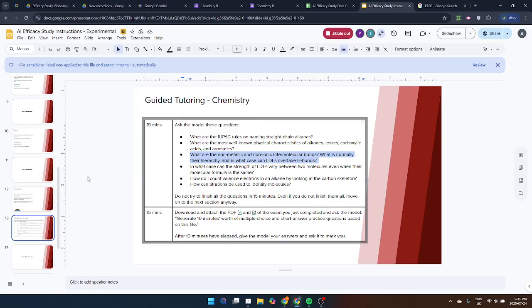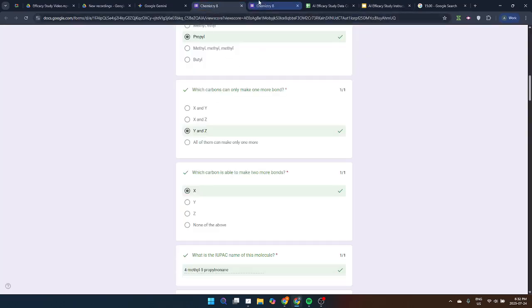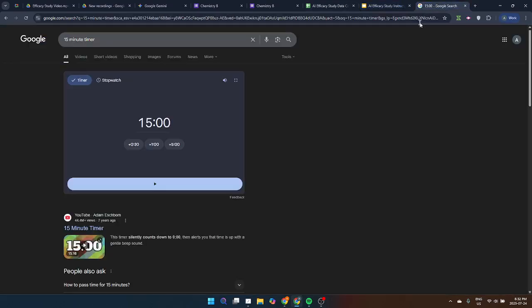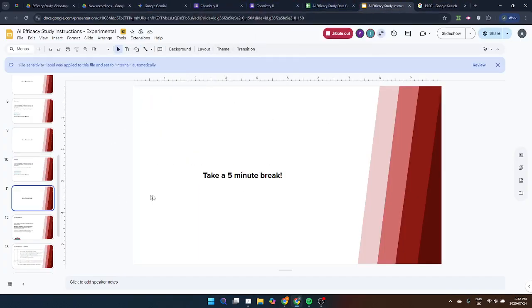Hello, so I'm a student who's doing the chemistry side of the AI efficacy study. This is a bit of an awkward situation because I was assigned to do version B first and then version A. I just finished version B here, and I was basically halfway through.